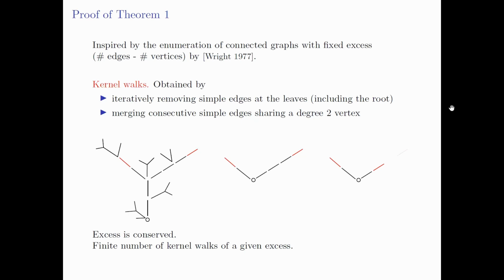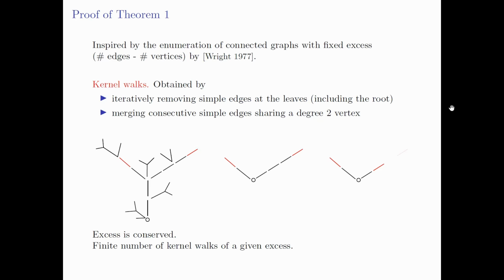And here we still have to reduce. How do we reduce? We merge any 2 simple edges that share a vertex of degree 2. We merge them into 1 simple edge. And finally, we reach graphs that we call 3 walks that we call kernel walks.